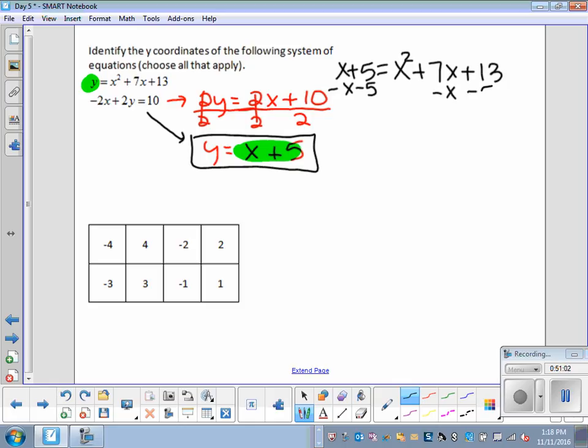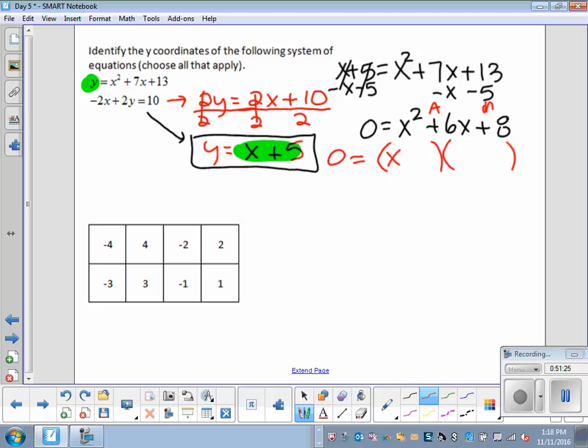Move the x, move the 5. Either way you kind of do it. All right, factor this. Two numbers that multiply... oh, we just did this, didn't we? Yeah, 4 and 2. Okay, so then everyone gets a mini equation. X plus 4 equals 0. X plus 2 equals 0. X equals negative 4 and x equals negative 2.